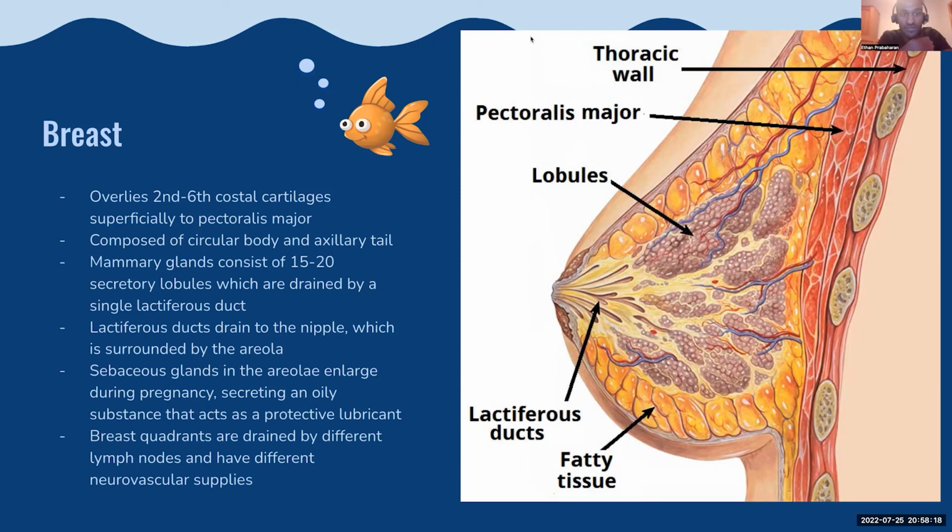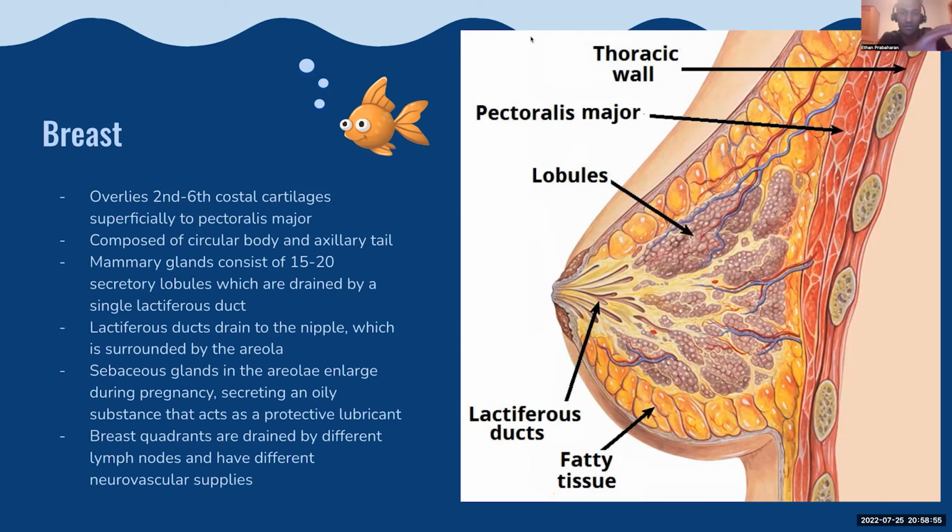The breast is composed of a circular body and an axillary tail, which runs towards the axilla. It has mammary glands, which produce milk, and consist of 15 to 20 secretory lobules drained by lactiferous ducts. So a bunch of lobules produce a product which is drained by lactiferous ducts towards the nipple, and that's surrounded by the areola. We have sebaceous glands in the areolae, which enlarge during pregnancy and secrete an oily substance that acts as a protective lubricant.